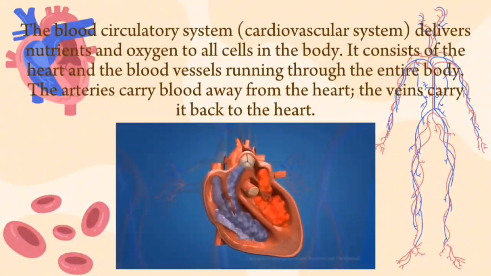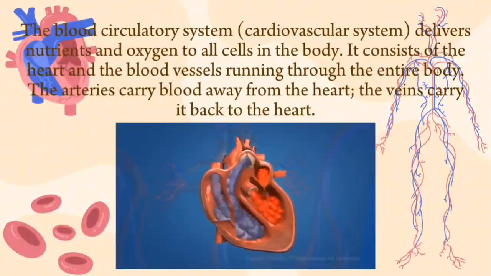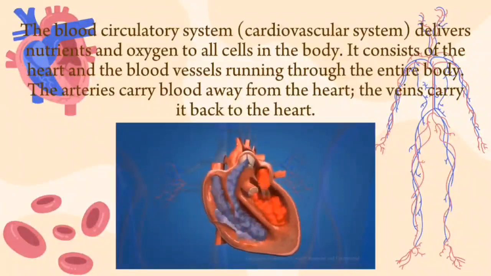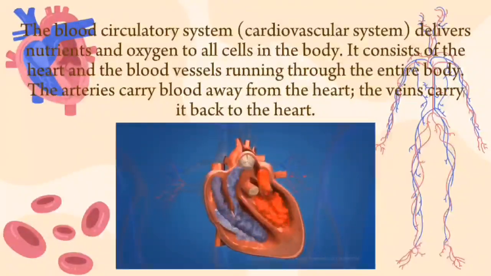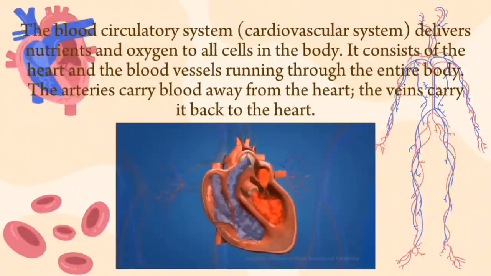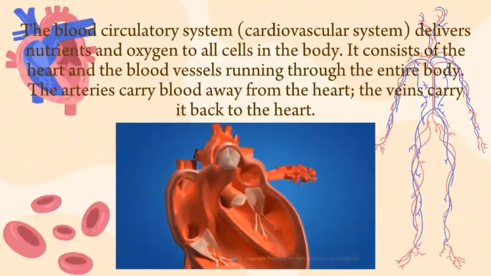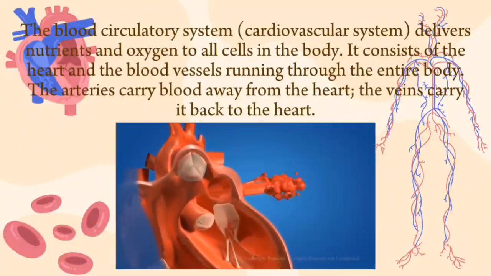The blood circulatory system, cardiovascular system, delivers nutrients and oxygen to all cells in the body. It consists of the heart and the blood vessels running through the entire body. The arteries carry blood away from the heart. The veins carry it back to the heart.